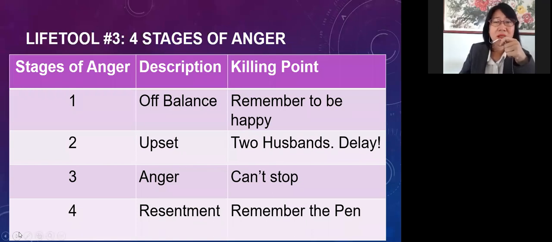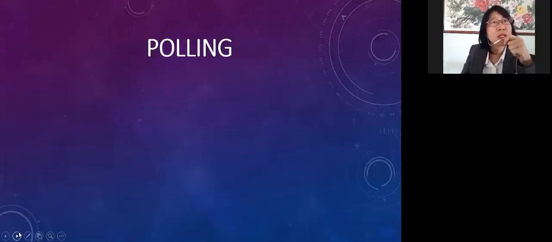Now, we have some time. It looks like time's up, but I think we can still spare some time for a quick polling. So can we pull out the polling very quickly to just do a recap? Hopefully everybody remembers what we have done just now. So very quickly, what is the first stage of anger? Is it resentment, off balance, anger, or upset? Then what is the second stage of anger? Is it resentment, off balance, anger, or upset?